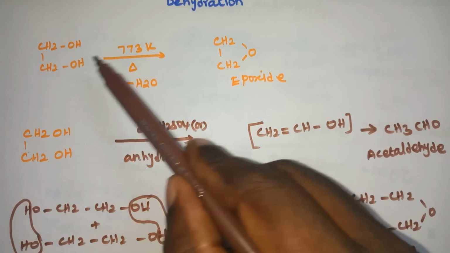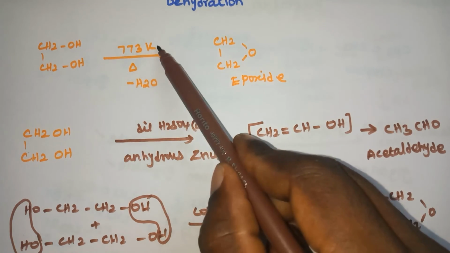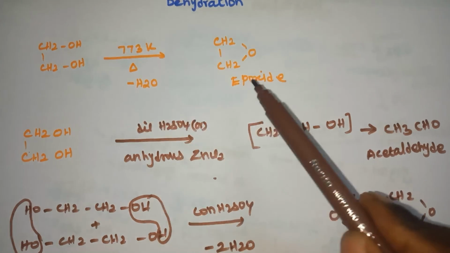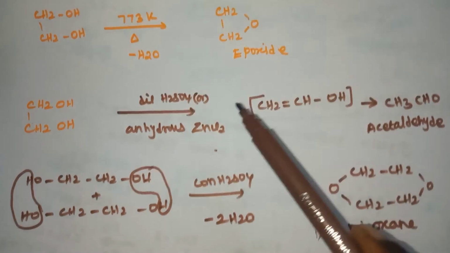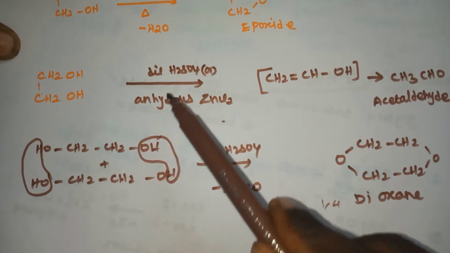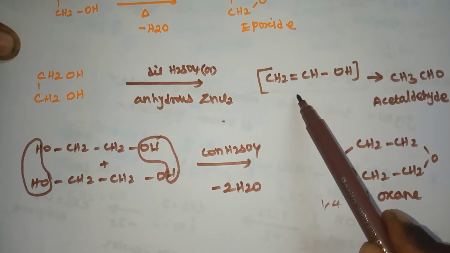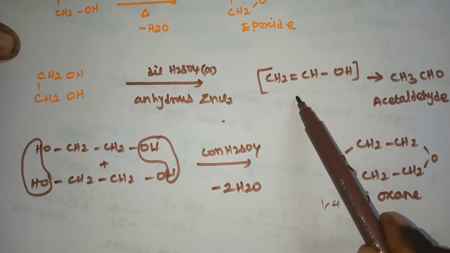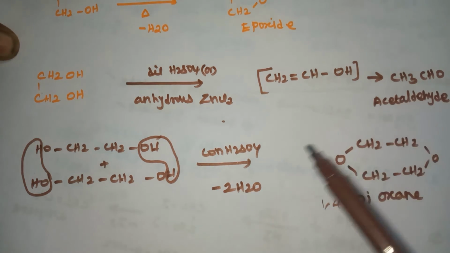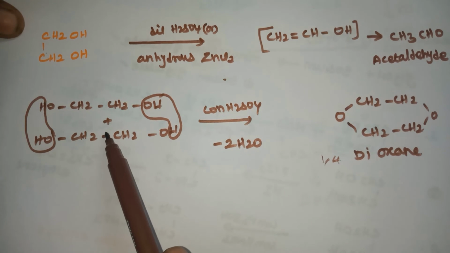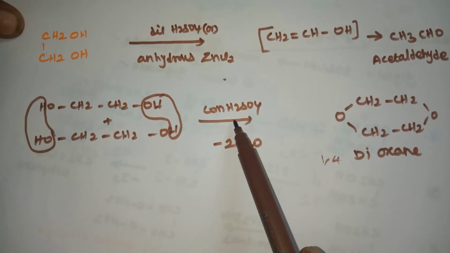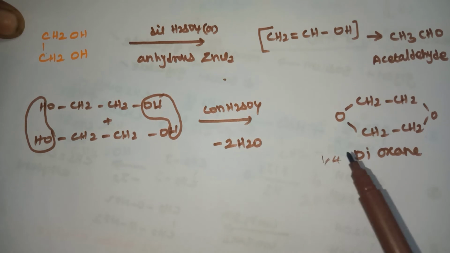Next, dehydration reaction of ethylene glycol. When ethylene glycol is heated to 773 Kelvin, a water molecule is eliminated and epoxide formation takes place. Second one, when ethylene glycol reacts with dilute sulfuric acid or anhydrous zinc chloride, first step vinyl alcohol formation takes place. This vinyl alcohol tautomerizes into acetaldehyde. Third one, when 2 molecules of ethylene glycol react with concentrated sulfuric acid, 2 water molecules are eliminated and 1,4 dioxane formation takes place. Next one is uses of ethylene glycol or glycol.